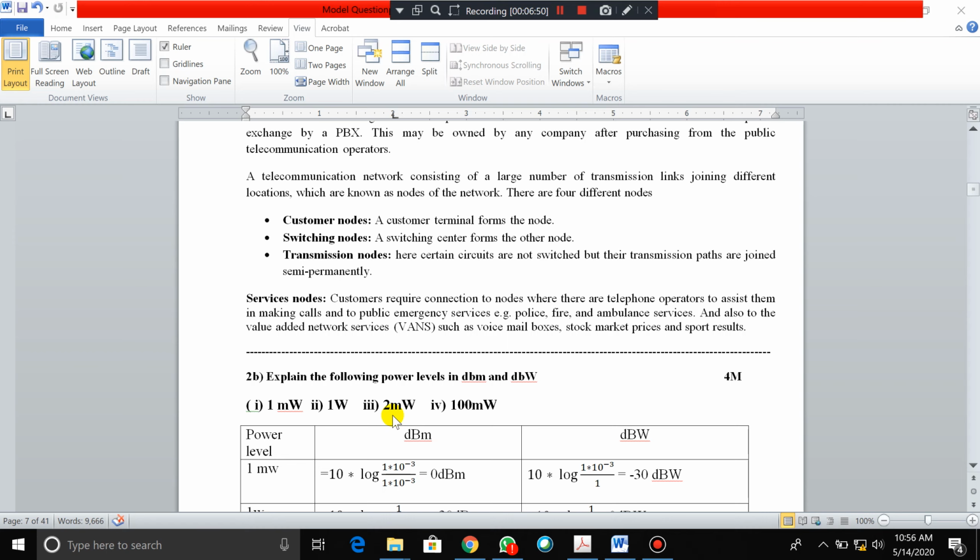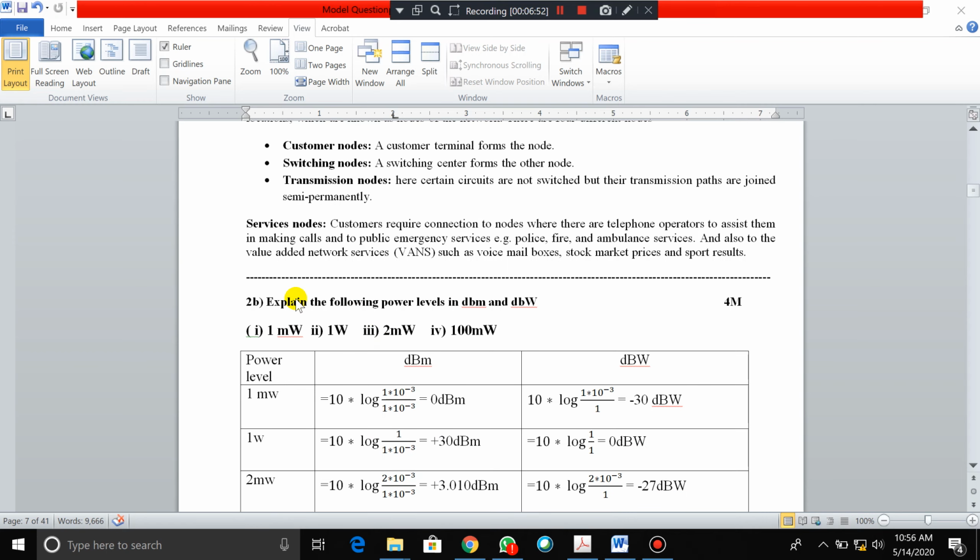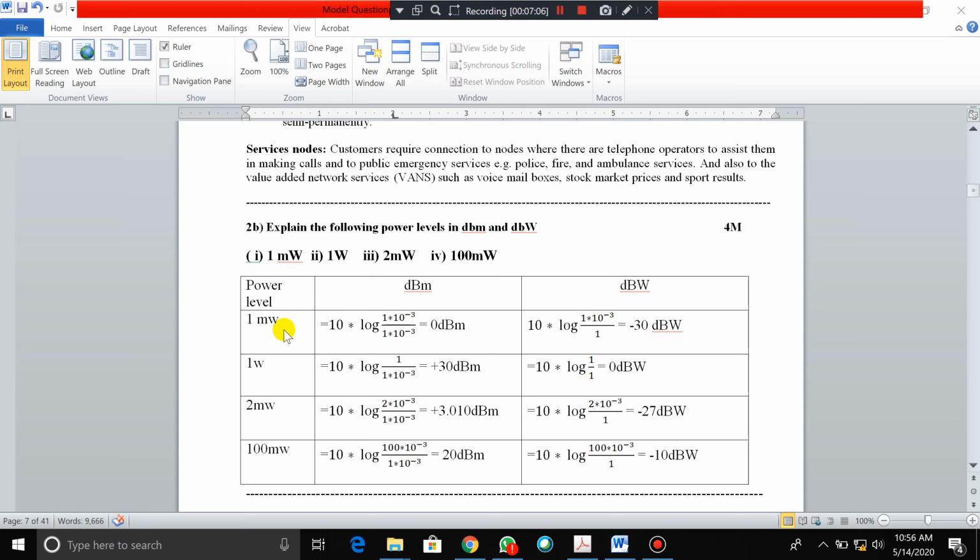Okay, so next: explain the following power levels in decibel meter and decibel watt. Even though it is for 4 marks, it is definitely one of the very important questions, and it is very easy. They will give the power levels and ask you to find them in dBm and dBW. The only thing is you should remember this formula.